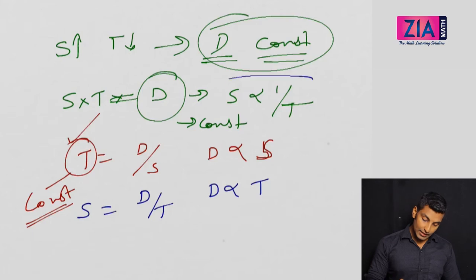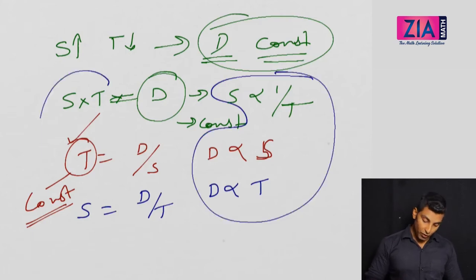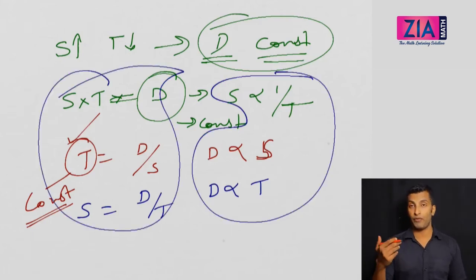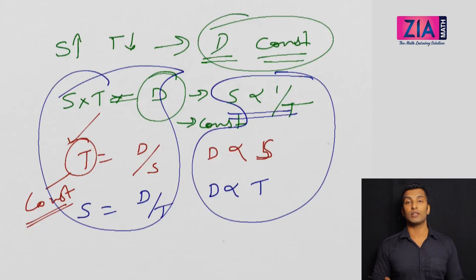So these are three relations that you need to remember, or three formulas, if you consider these as formulas. Speed is inversely proportional to time when distance is constant. Distance is directly proportional to speed when time is constant. Distance is directly proportional to time when speed is constant. With a simple example you can understand this. I'll give you one simple example so that it will be fixed in your mind.